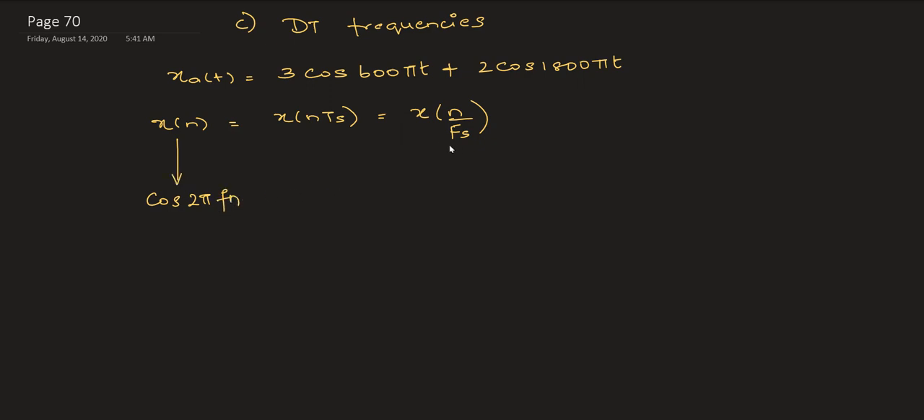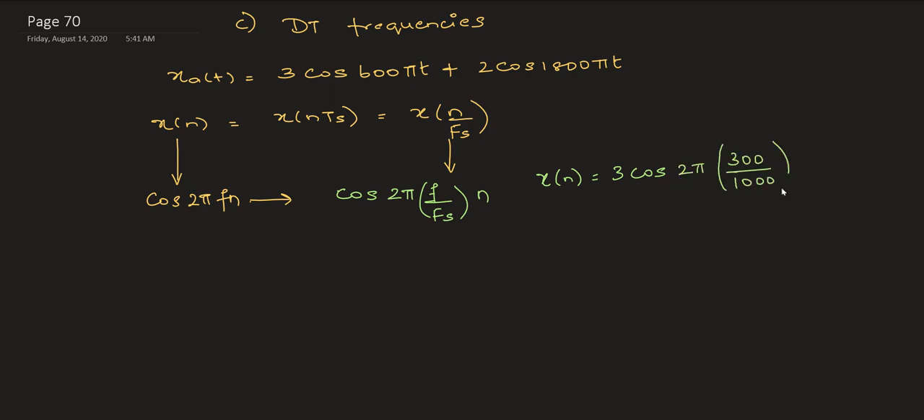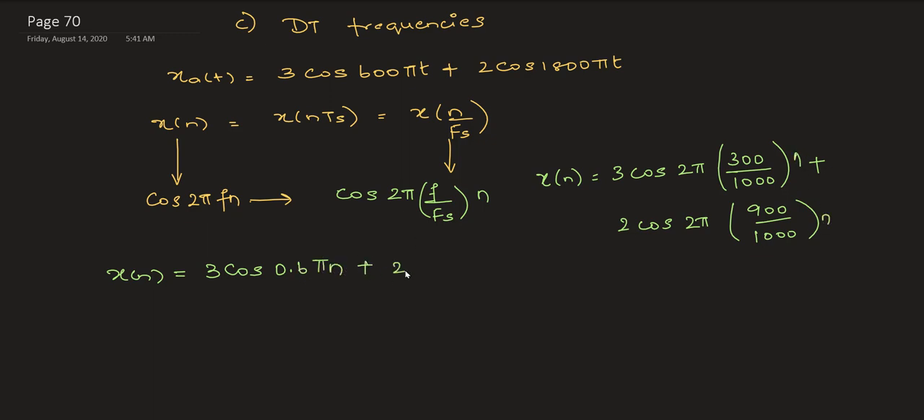Using these two, you have cos 2 pi F by Fs of n, and now we can write my x of n as cos 2 pi. My first signal frequency is 300 upon 1000, and my second signal frequency is 900 upon 1000. So that is your discrete time signal. The discrete time signal I'm having is 3 cos 2 pi into 0.3, right? So that's 0.6 pi n plus 2 cos 0.9 pi n, in simplified form. Good. So that is your discrete time signal.